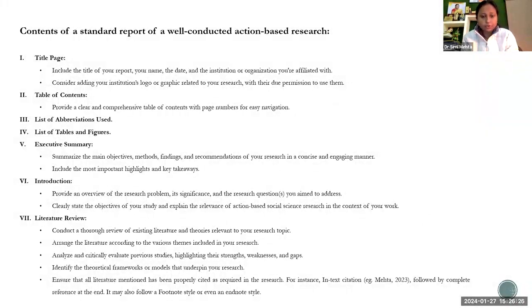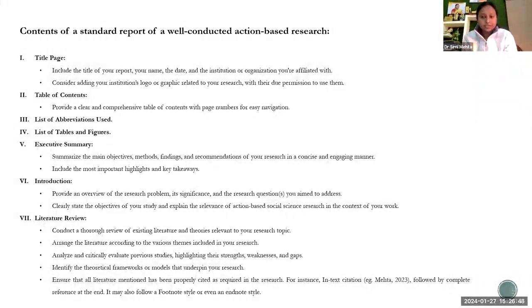Second would be the table of contents. Provide a clear and comprehensive table of contents with page numbers for easy navigation. Then would be the list of abbreviations used, and a list of tables and figures if you have used them or put them in the manuscript. Those have to be listed along with the page numbers.